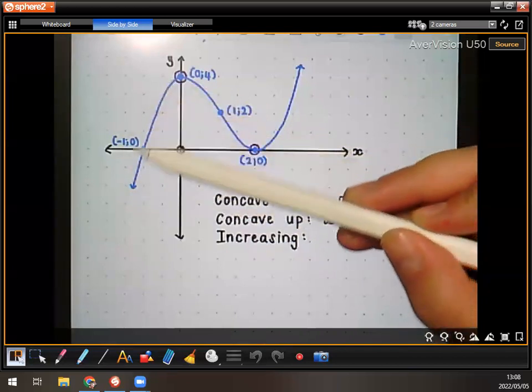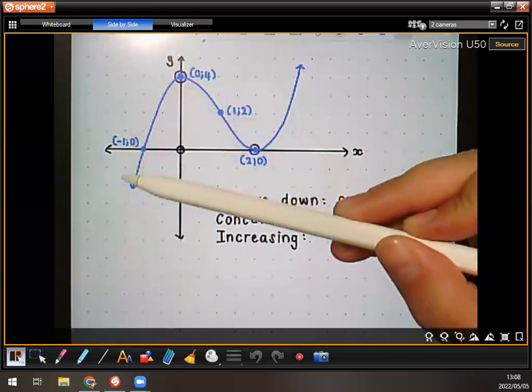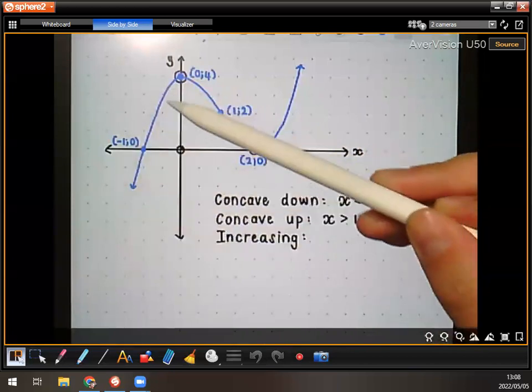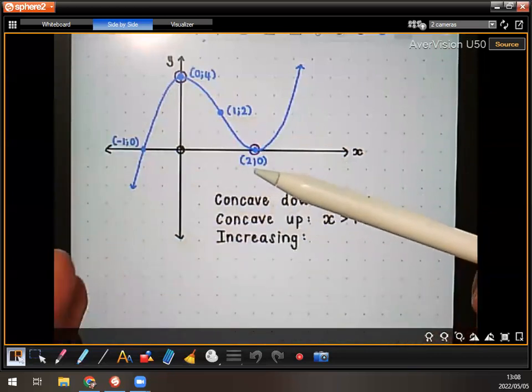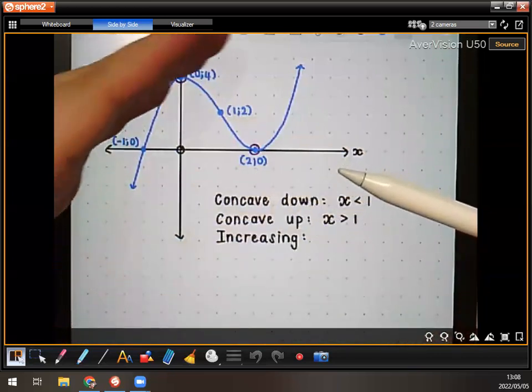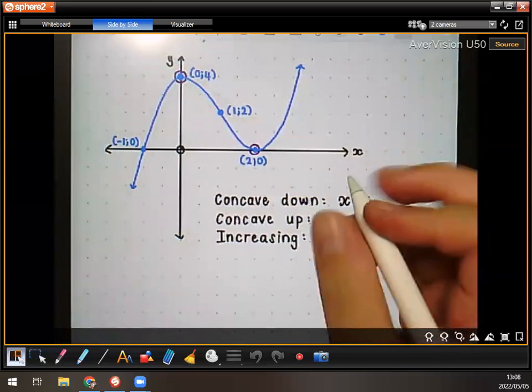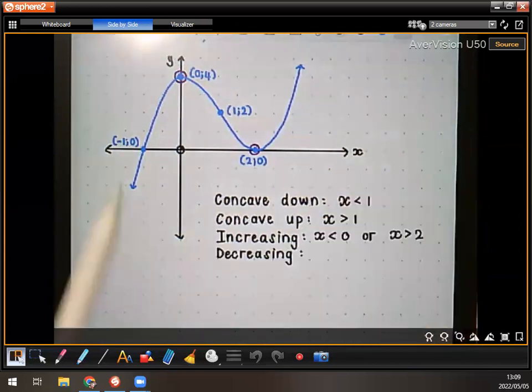That is where x is smaller than 0. Do you agree? Because it's going to have that shape forever and ever, right? Because of this arrow. So this section from negative infinity essentially to 0 is increasing. So we can say where x is smaller than 0, or what about that section as well? Where x is greater than 2. And what about decreasing?